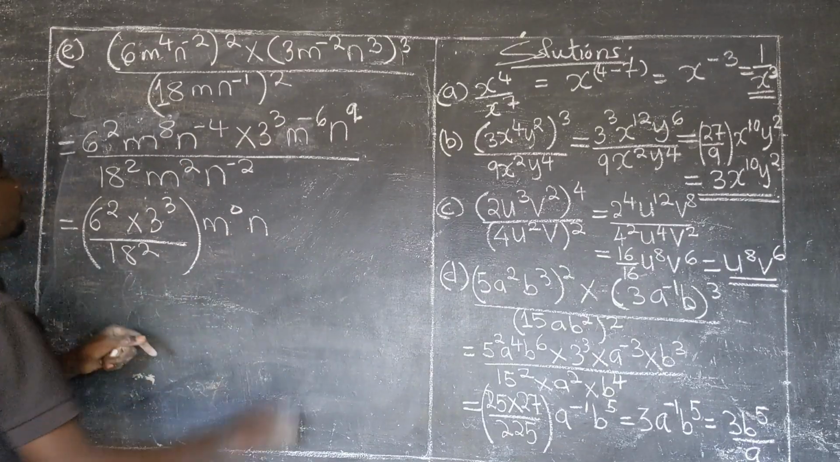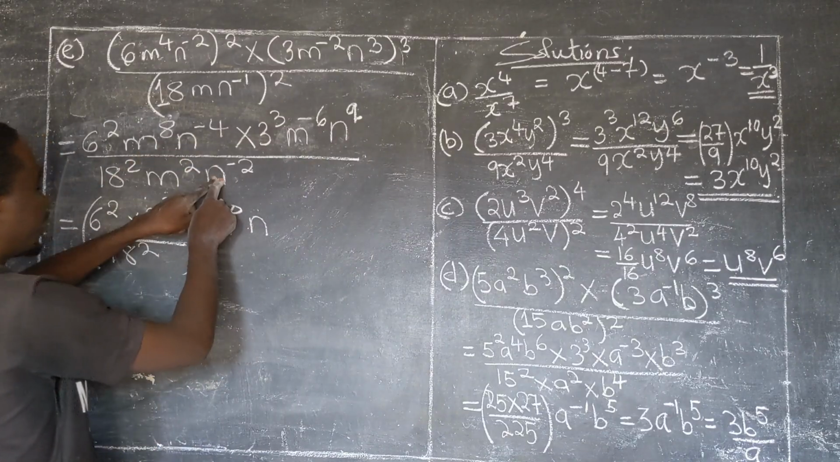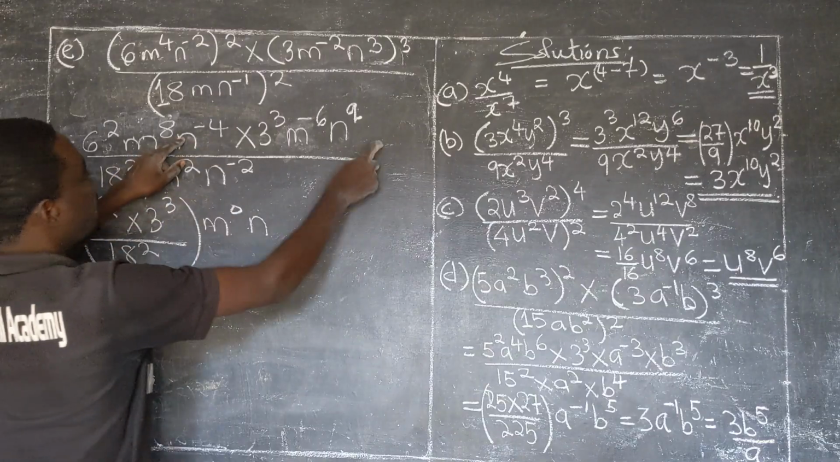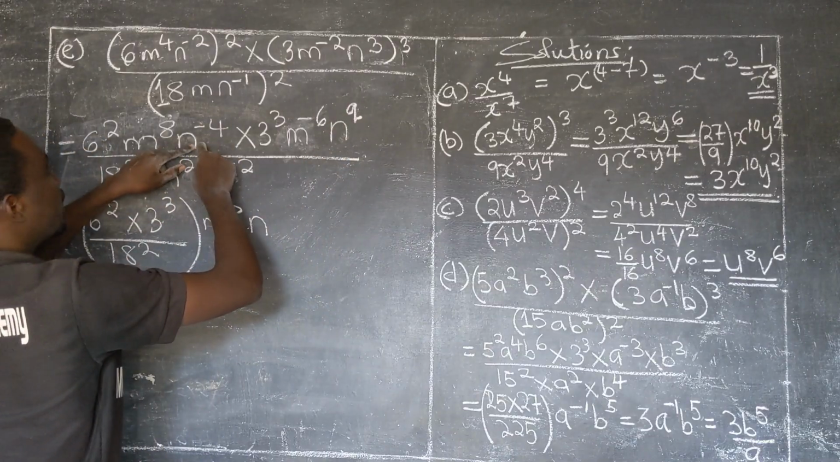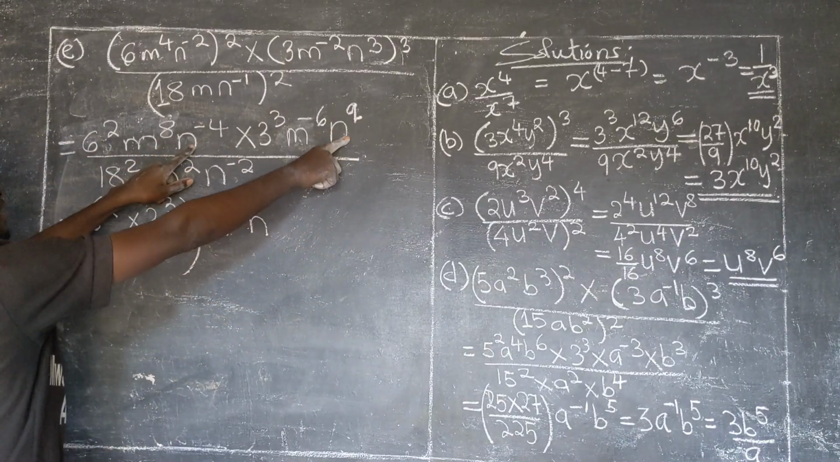For the case of n, we have n here, and n here in our denominator. Now, in the numerator, we add the exponents and we take a single base as they are the same.